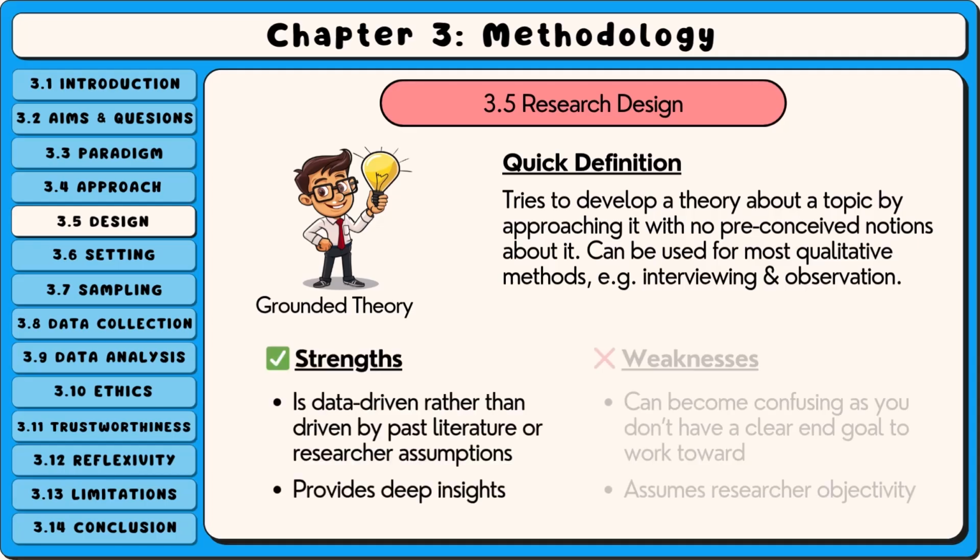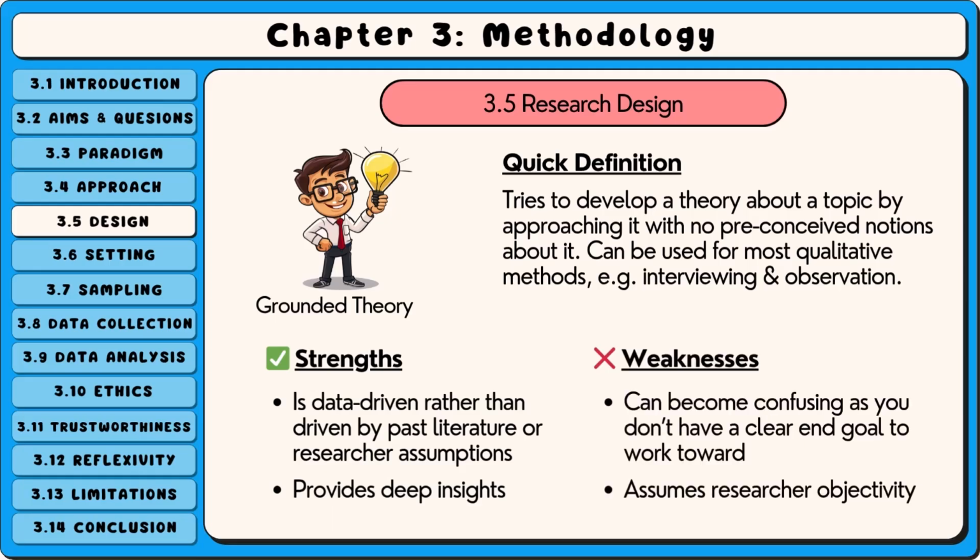One strength of grounded theory is that it is a data-driven approach, with a strong focus on analyzing data within a study without the influence of past literature or the prior assumptions of the researcher. Another strength is that it provides deep insights into a topic. One weakness is that it can become confusing as you don't really have a clear end goal to work towards, unlike other designs like phenomenology. Another weakness is that it's often criticized for trying to assume that the researcher is an objective bystander.